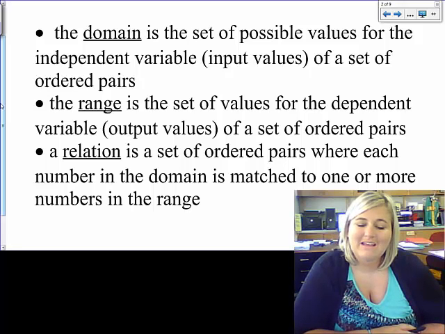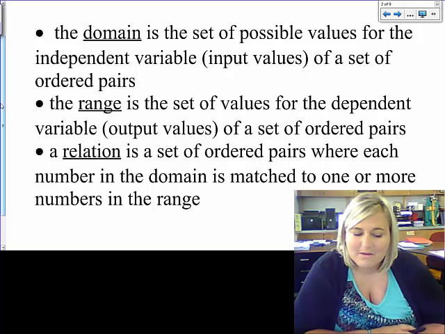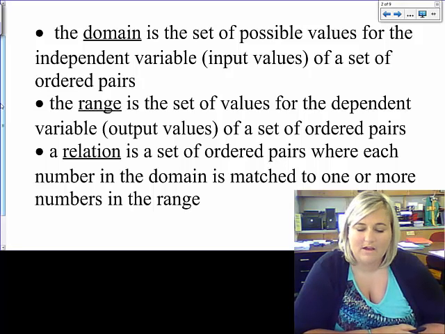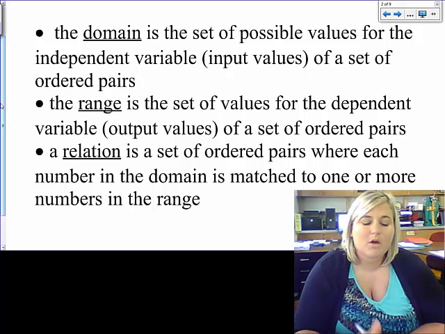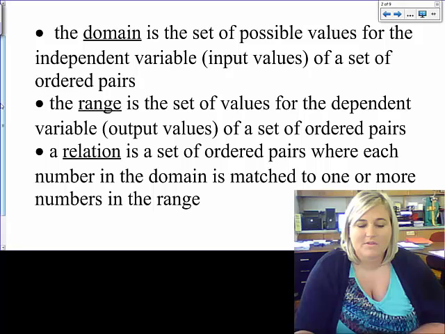The domain is a set of possible values for the independent variable. Those are the input values of a set of ordered pairs. The range is a set of values for the dependent variable. Those are the output values of a set of ordered pairs. And before we go on to the last one, I'm going to talk about a couple things with those two.